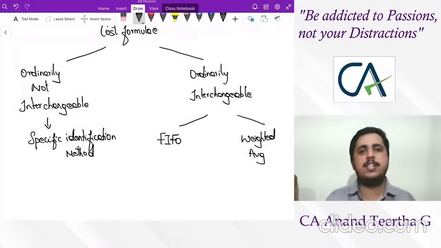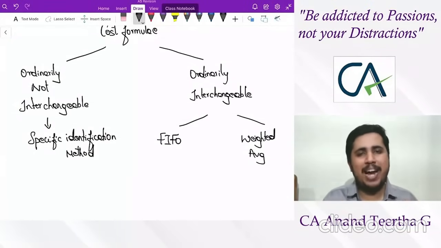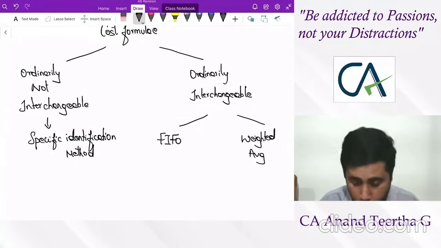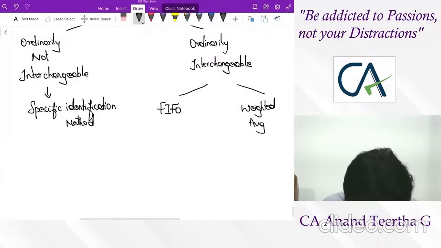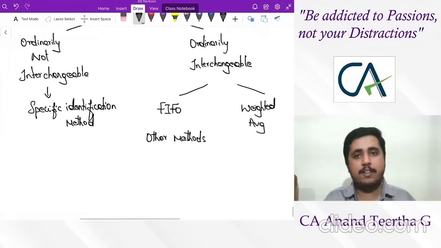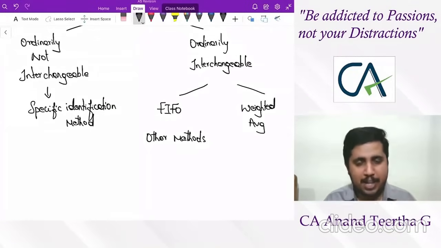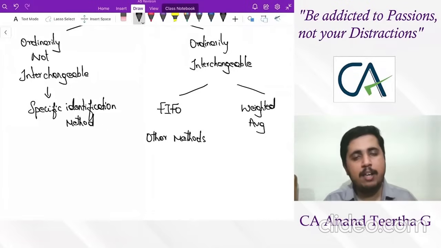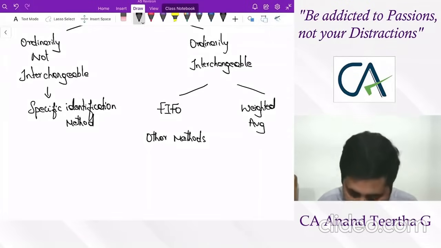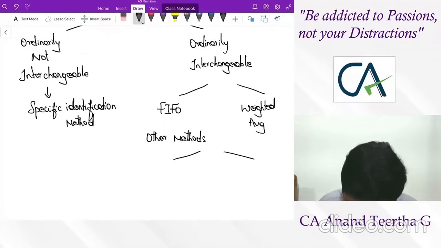Suppose this is the situation, where it's not practical to apply any of these three methods. At that time, and only at that time, the standard allowed certain other methods. Other methods are never given the first preference. Only if you could prove that the primary methods are not possible, then only go with the other methods. In other methods, there are two. One is the standard cost method and the other one is the retail method.